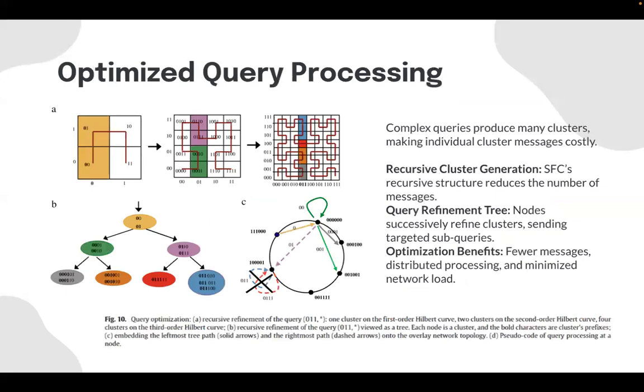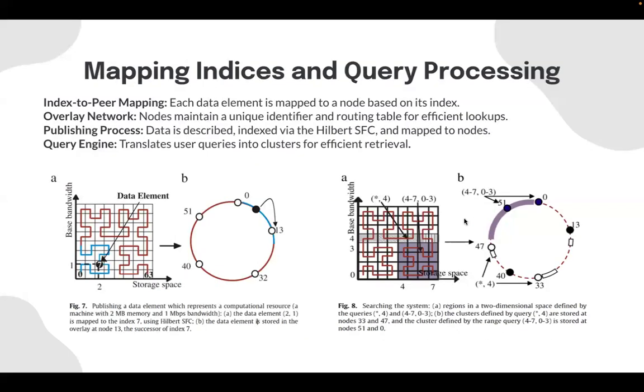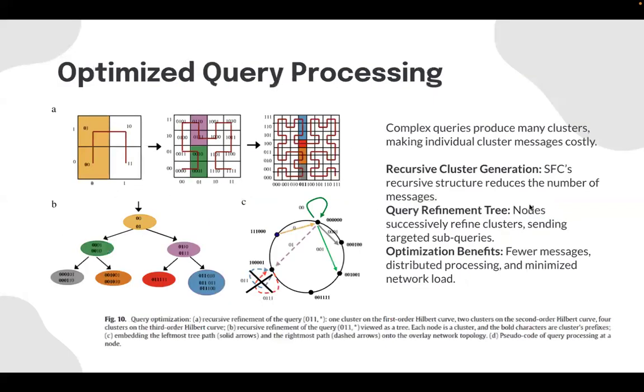Now let's talk about how Squid optimizes query processing to handle complex queries more efficiently. When a query is complex, such as using wildcards or ranges, wildcards is this thing, it generates many clusters. Without optimization, each cluster would need a separate message, which isn't scalable, and Squid solves this with recursive cluster generation, an approach based on the recursive nature of the Hilbert curve.